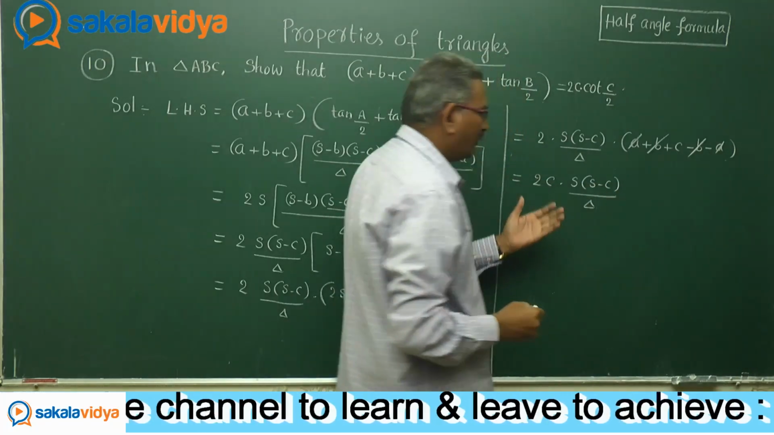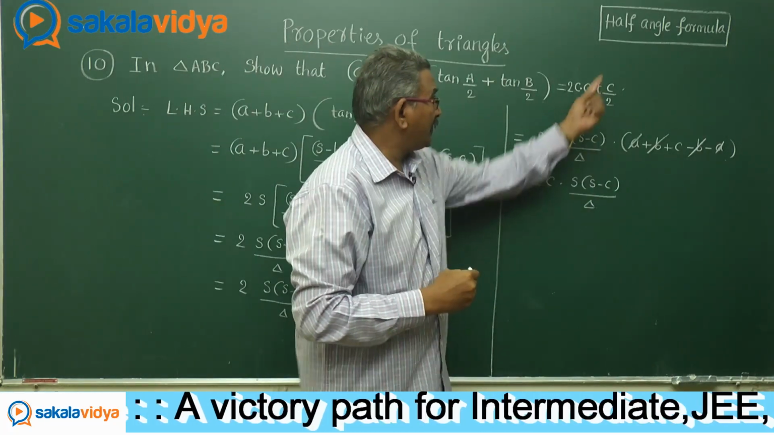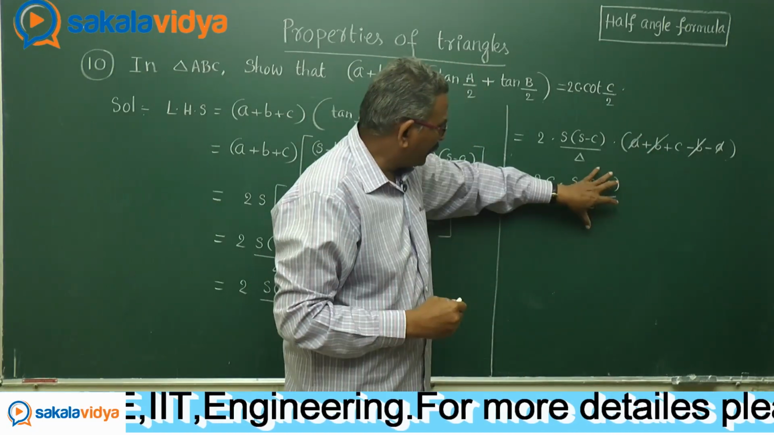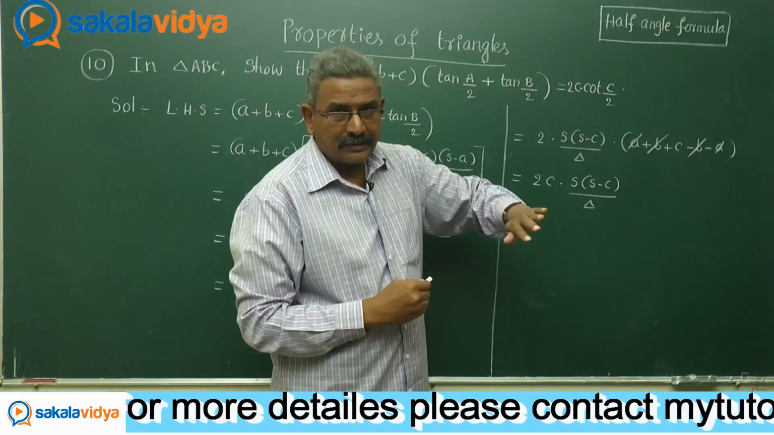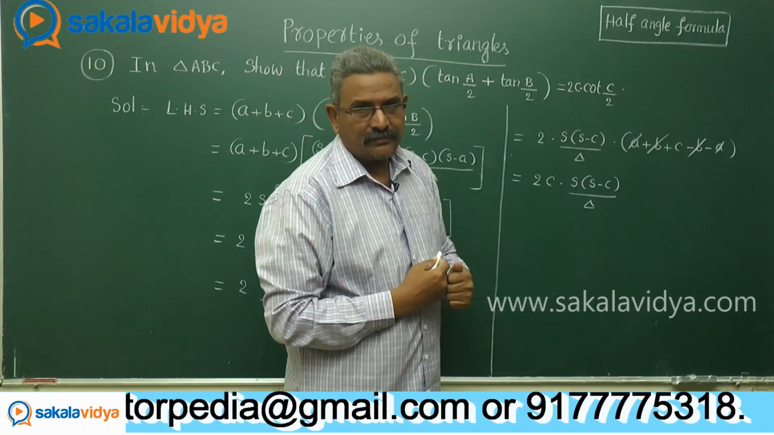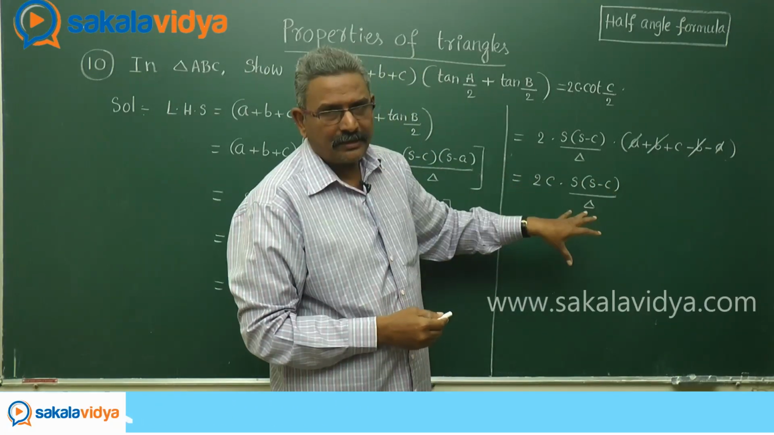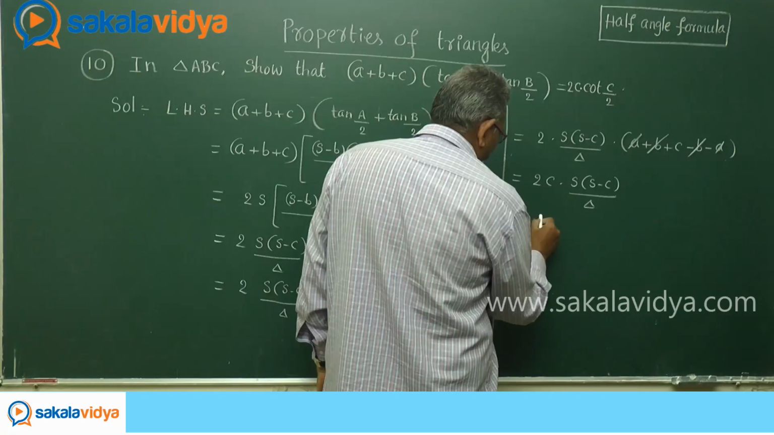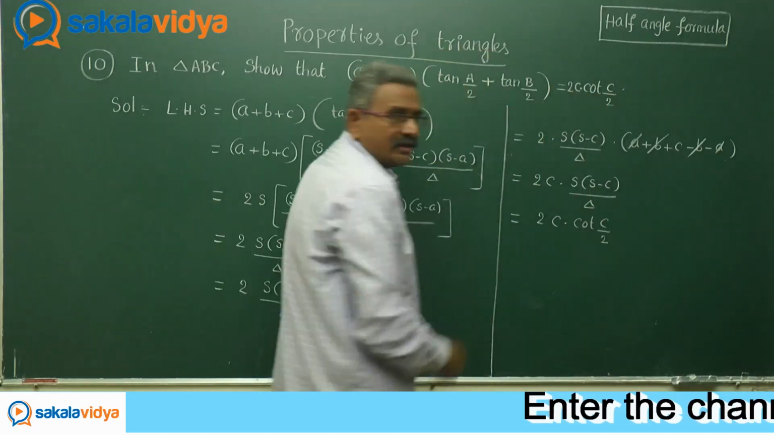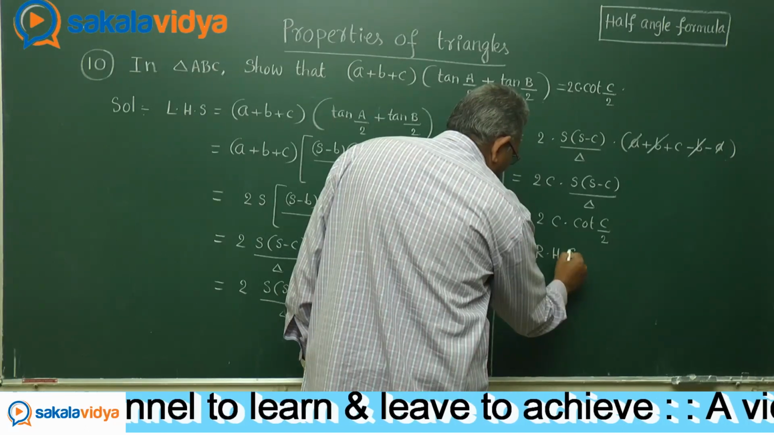Once again let us recall what s(s-c)/Δ stands for. Using the half angle formulae, this is nothing but cot C/2. So instead of s(s-c)/Δ, let us substitute cot C/2, so that we just get 2c cot C/2. It will be proved. So now s(s-c)/Δ is replaced by cot C/2. So we can write 2c times cot C/2. This is the RHS, you can check it. So this is RHS. Hence it is proved.